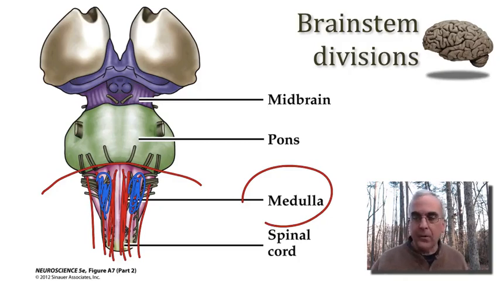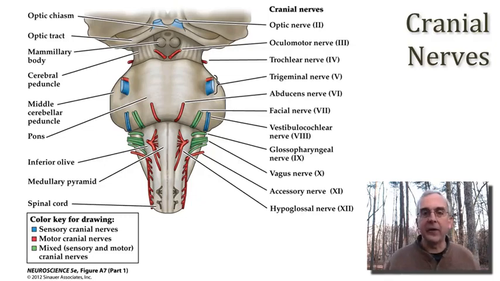All right, well, let's go ahead and look at a similar illustration of the ventral surface of the brainstem, now with all the nerves attached and labeled and color-coded as to whether it is a purely sensory nerve, a purely motor nerve, or a nerve that has both sensory axons and motor axons.